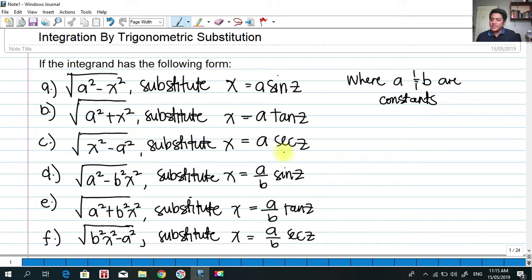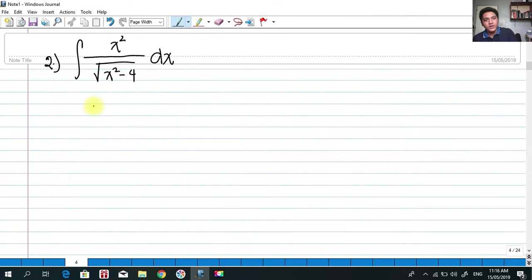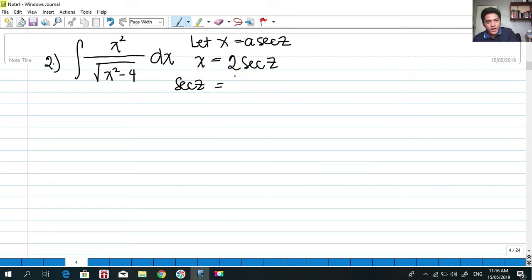We have to substitute a secant of z. X is equal to a secant of z. So, we have to let x equal a secant of z. What is our a here? Okay, the a here is 2. Again, a squared is 4. So, x equals 2 secant of z. And again, we can derive the triangle using this equation by isolating secant z. We have x over 2. Secant z is equal to x over 2.